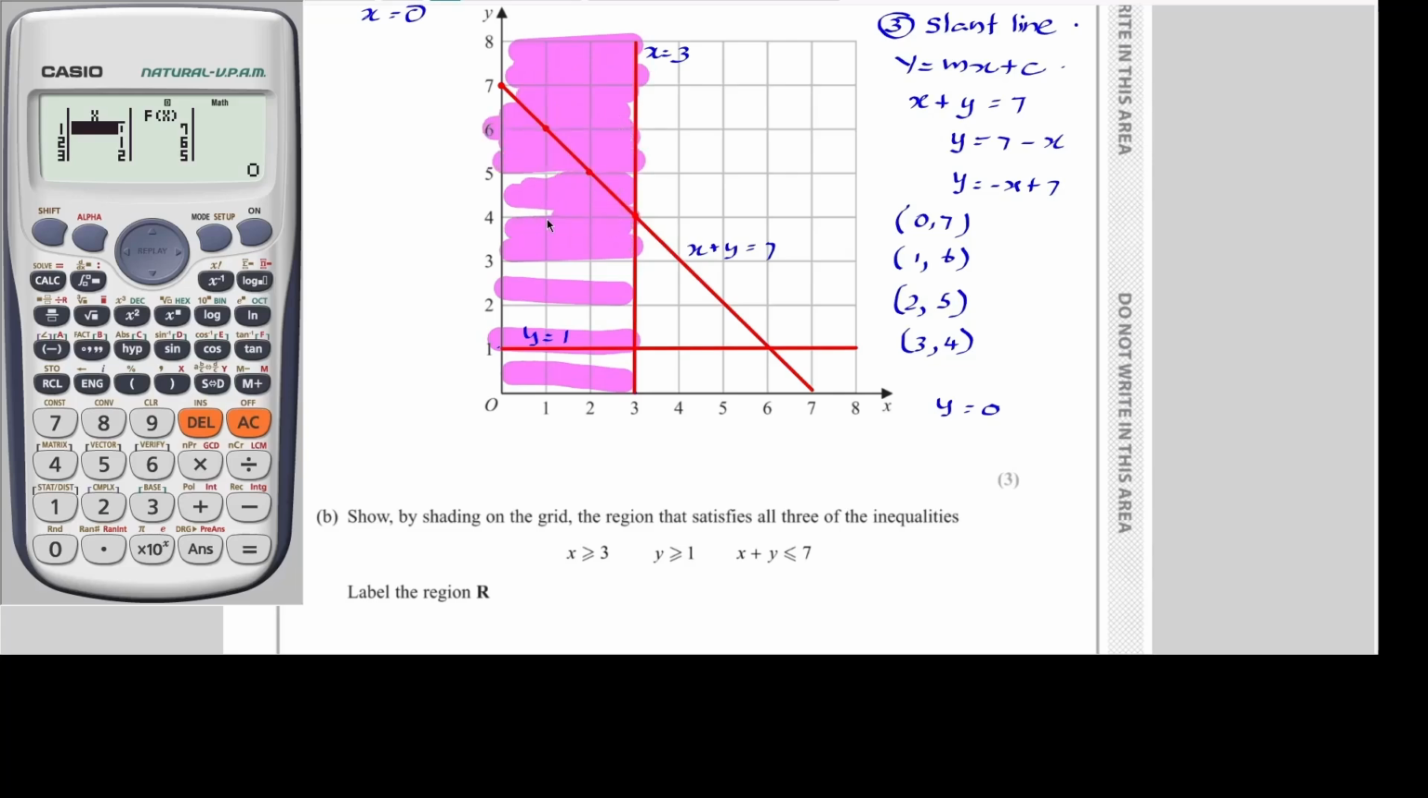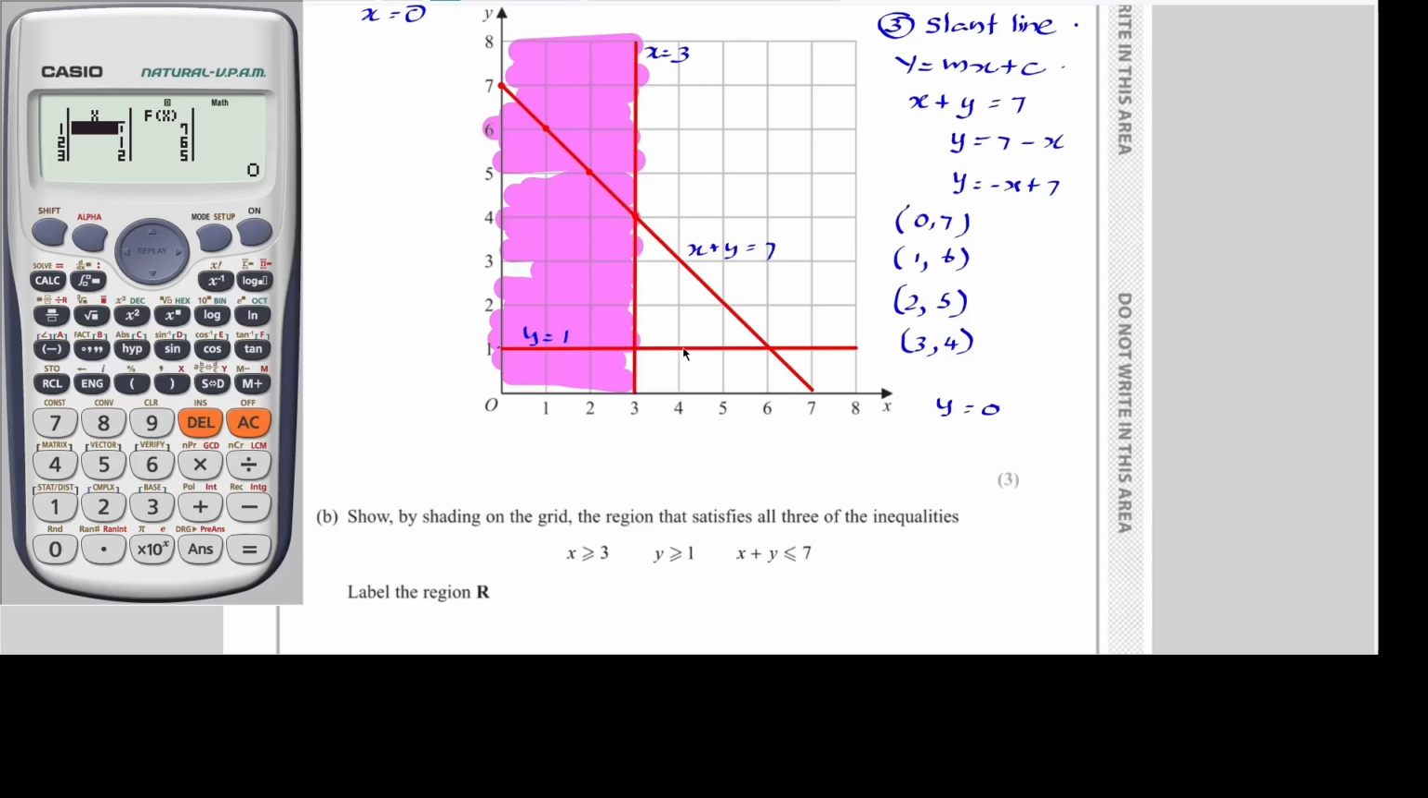In the exam also slightly shade, okay? Slightly, not like this. I'm shading like this to teach you. Right. Now I'm done with x is smaller than or equals 3. The other one is y is greater than or equals 1. So y is greater than 1 is this side. Here y equals 1 is there.